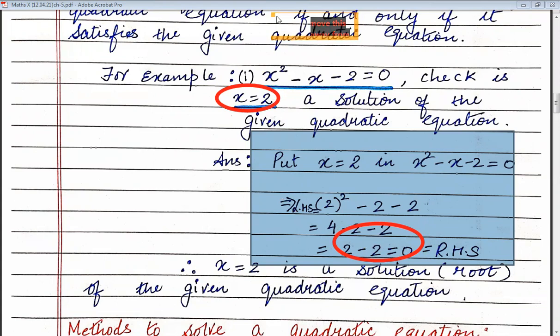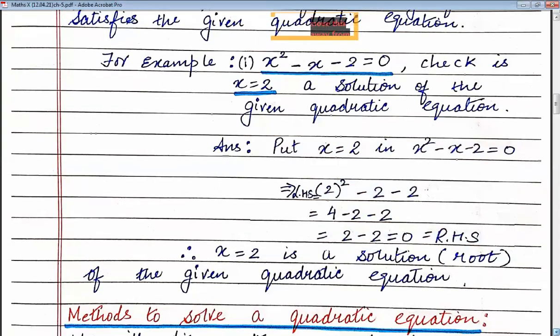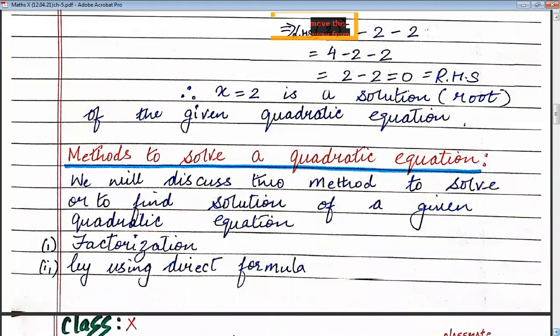Is it clear, students? So what is a root? A root is a value of x which satisfies the given quadratic equation. Okay, students? Now, children, next topic is how to solve the given quadratic equation or how to find its solution.